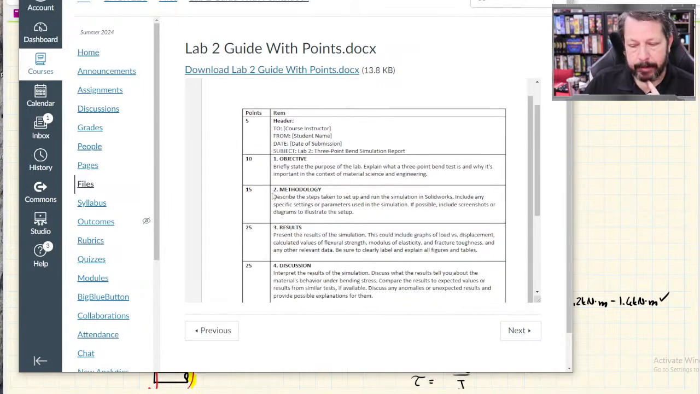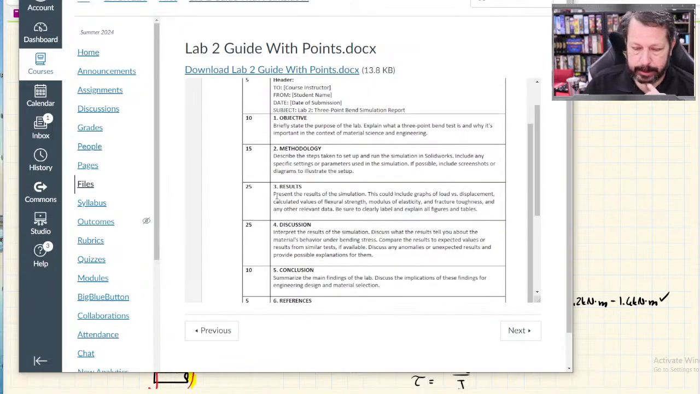Methodology. This is how you set up, maybe not button click by button click of how you set up the simulation, but the general idea: you created a so many inch by so many inch by so many inch plank, and you loaded it in this way. You put a whatever pound point load here. You did these kind of supports, that kind of information on the methodology.